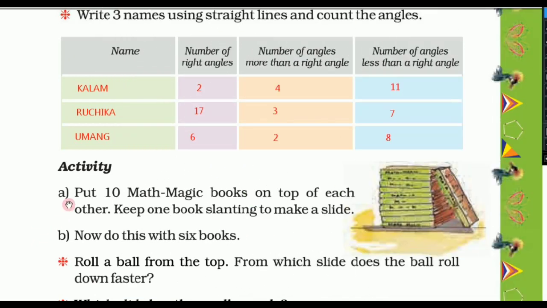Let's do an activity. First one, put 10 mathemagic books on top of each other. Keep one book slanting, make a slide. And then do this with 6 books. Then the question is given, roll a ball from the top. From which slide does the ball roll down faster?